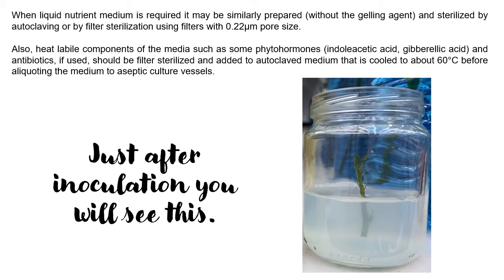When liquid nutrient medium is required, it is prepared similarly, but you will not add the gelling agent, and it can be autoclaved or filter sterilized. Heat labile components, for example phytohormones like indole acetic acid or gibberellic acid, or antibiotics, need to be filter sterilized first and then added to the autoclaved medium when it cools. This is a picture of a container with plant tissue culture synthetic medium, where an explant is being inoculated. Just after inoculation you will see something like this.